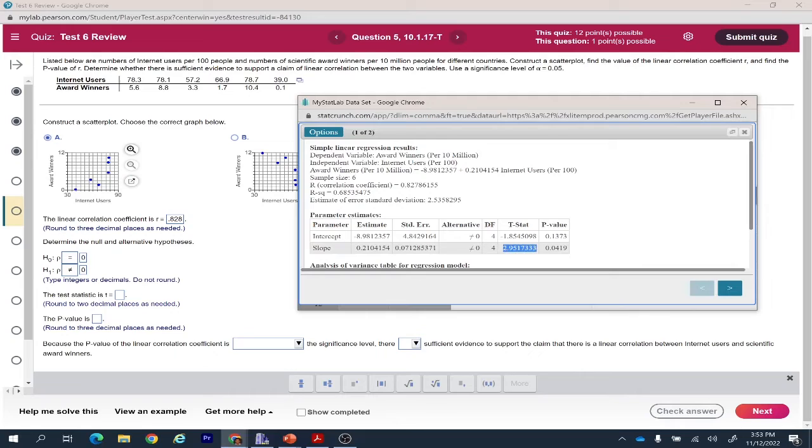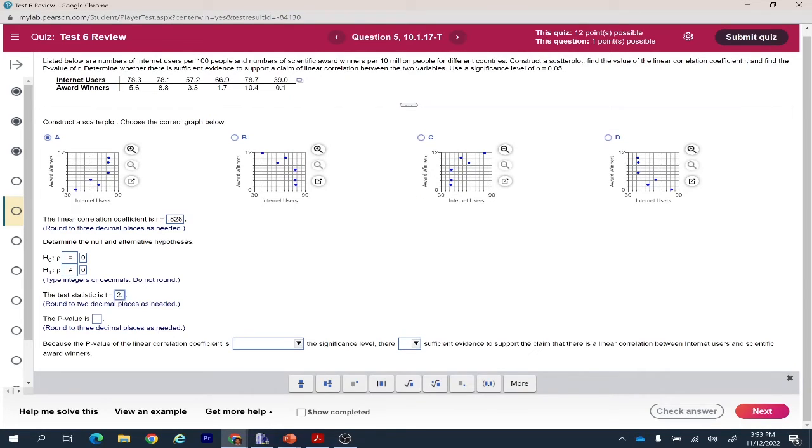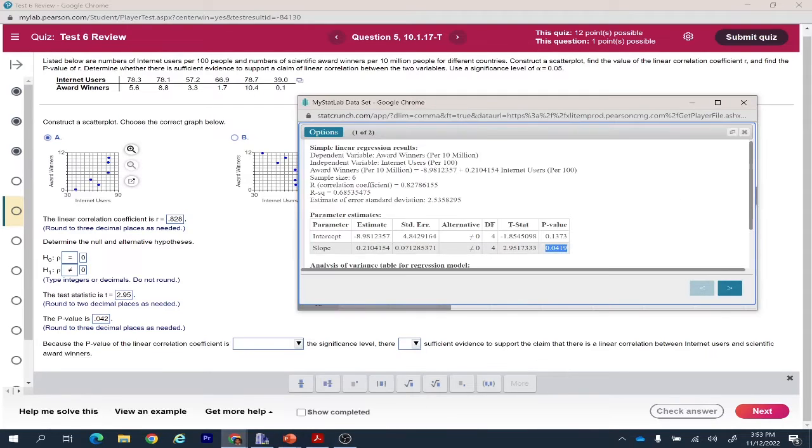This value is the test statistic, which is 2.95 if you round it to two decimal places, and the p-value is coming from here, which is 0.042. So 2.95 and 0.042. If I just go back and check one more time, 0.042.